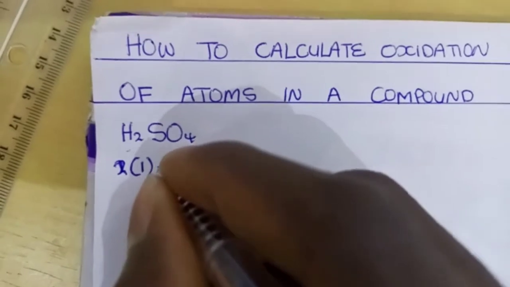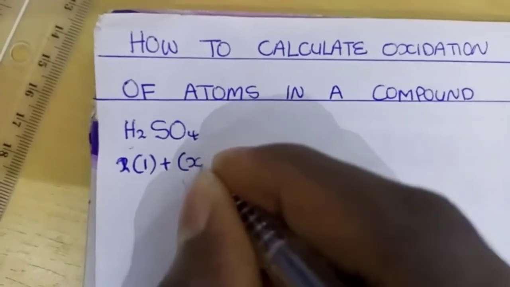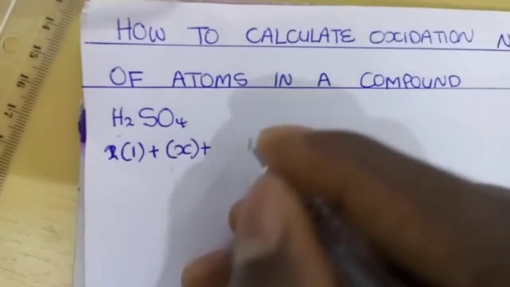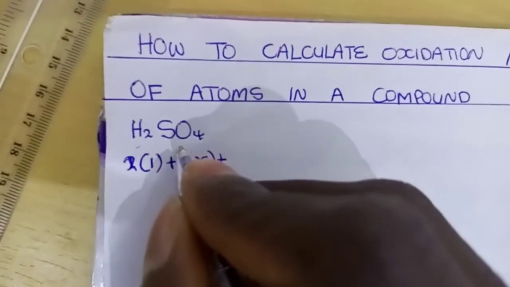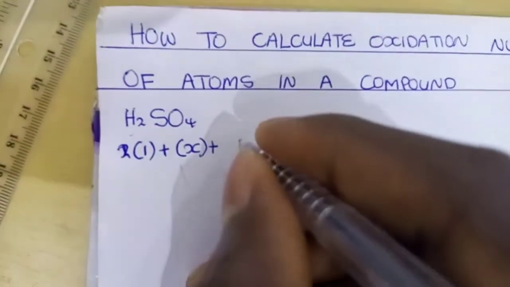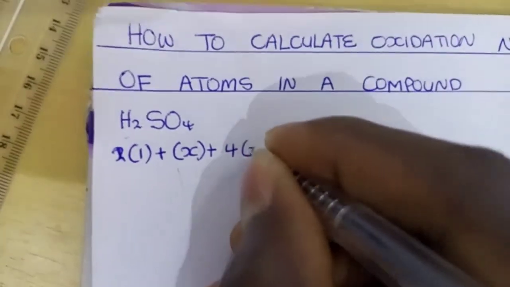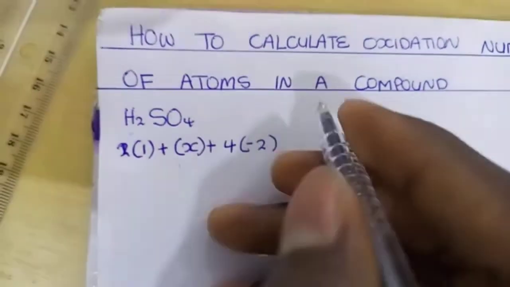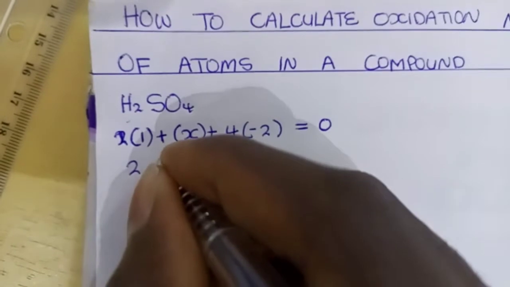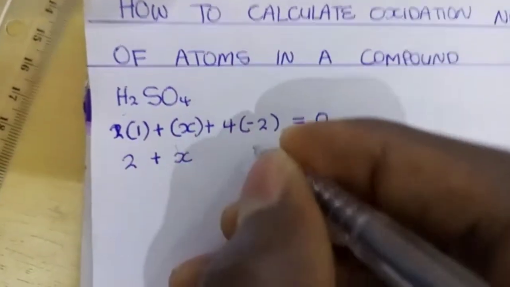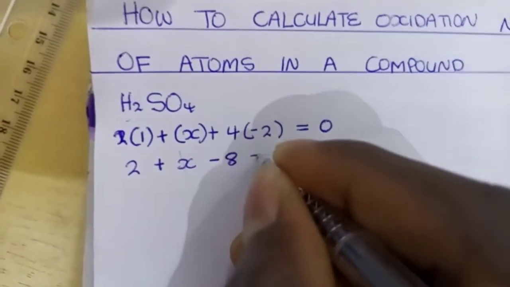That is the oxidation number of hydrogen in most compounds. Plus, we are looking for the oxidation number of sulfur in this compound. Let's call it X. Plus, the oxidation number of oxygen in a compound is usually -2, except in peroxide where it is -1. We have 4 atoms of oxygen here, 4 times -2. Because this is a neutral compound, we equate everything to 0. So 2 plus X, 4 times -2 will give us -8, equal to 0.